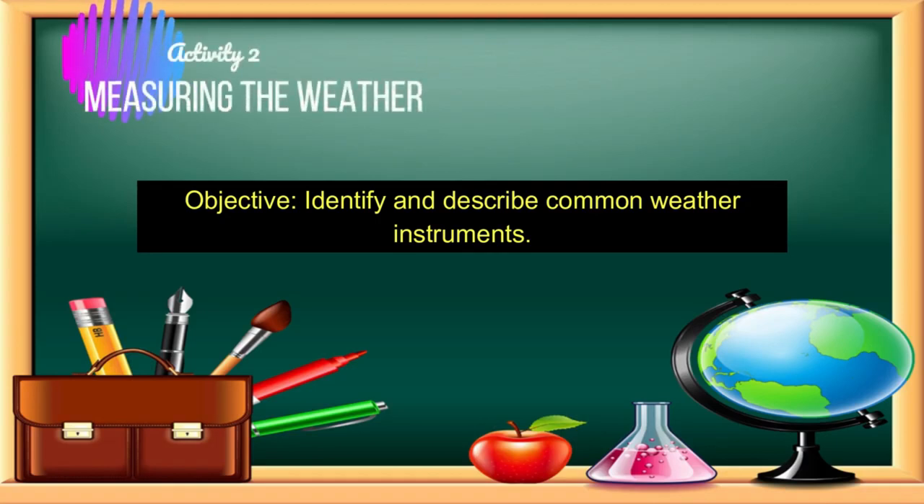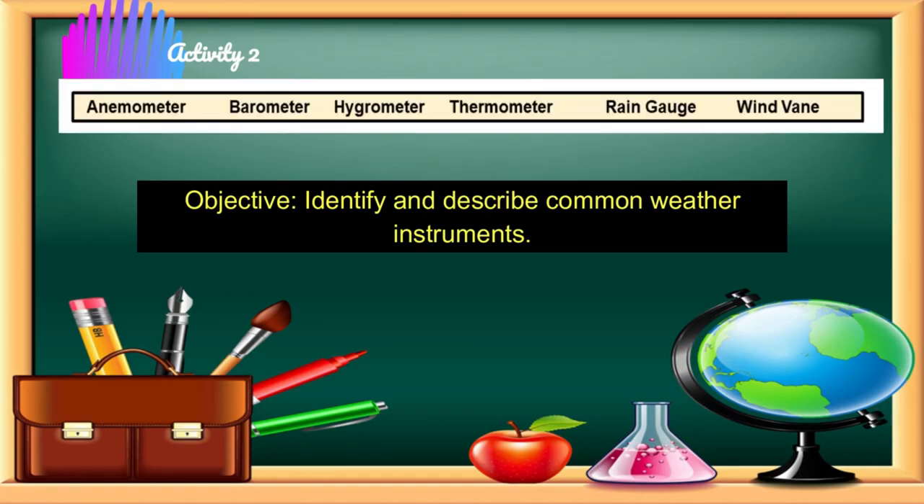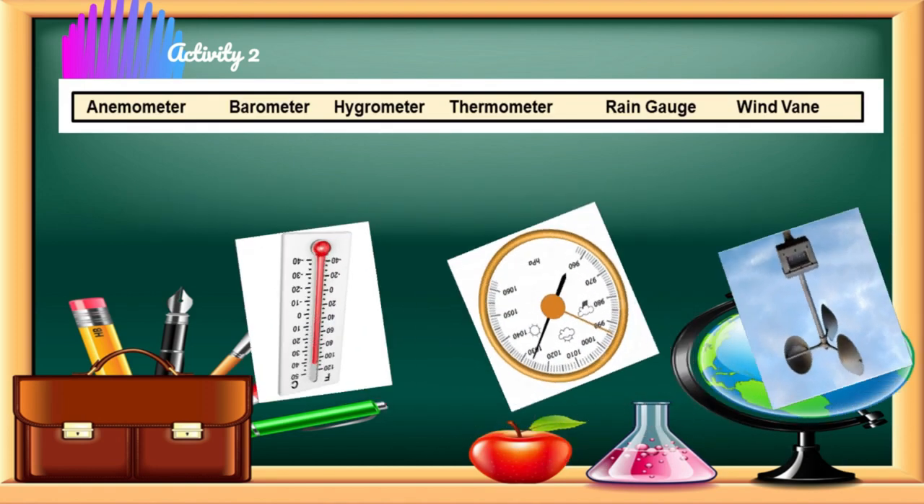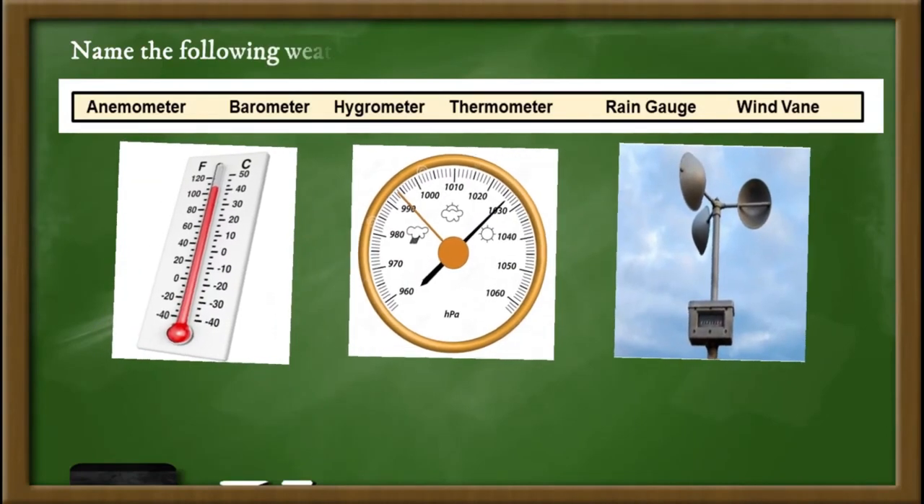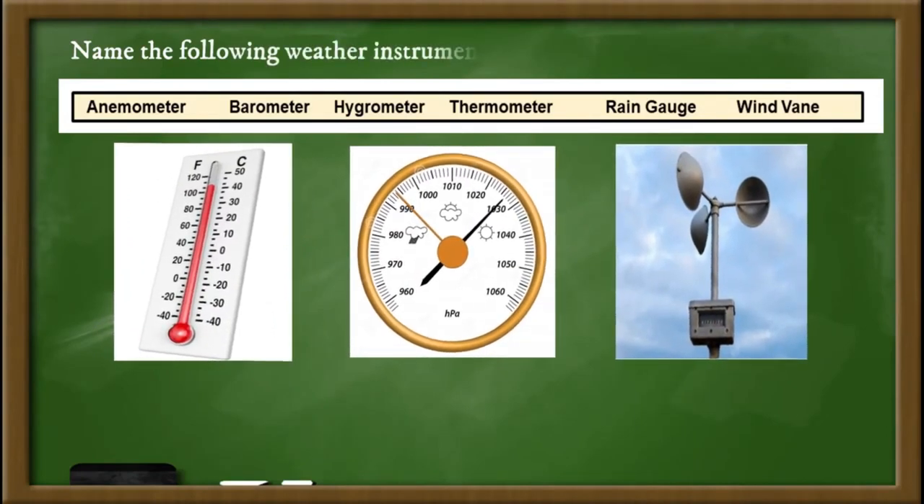For Activity 2, Measuring the Weather. Objective: identify and describe common weather instruments. Part A. Name the following weather instruments. Choose the answer from the box.